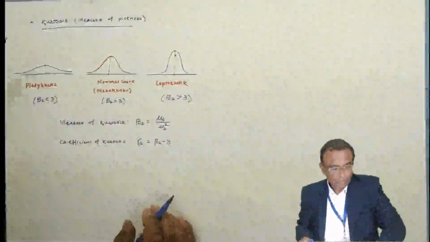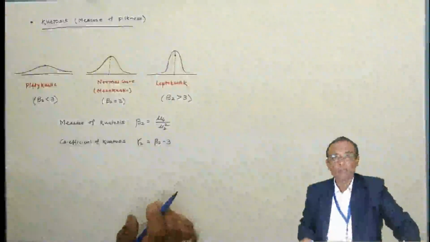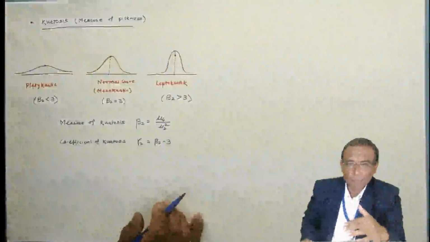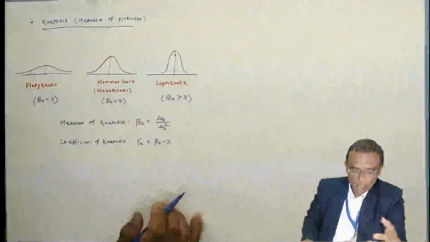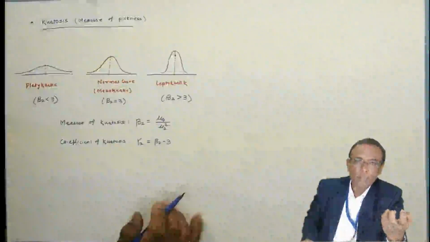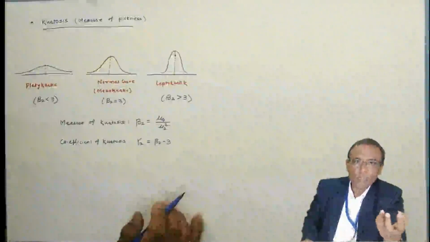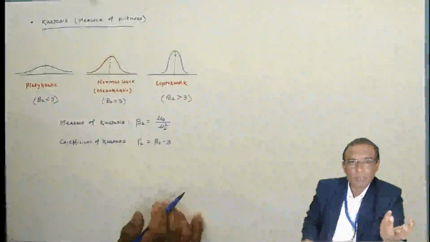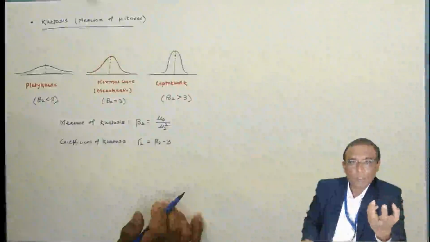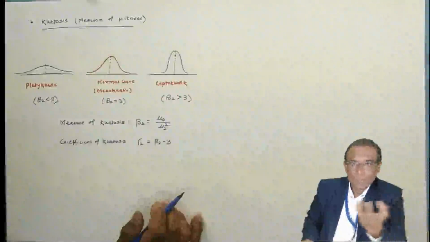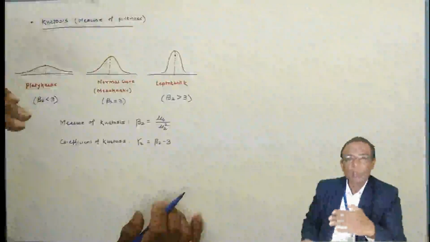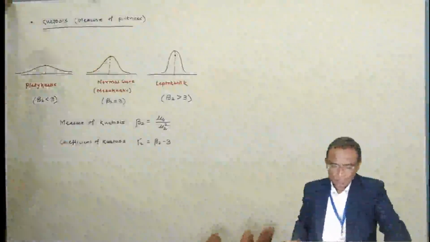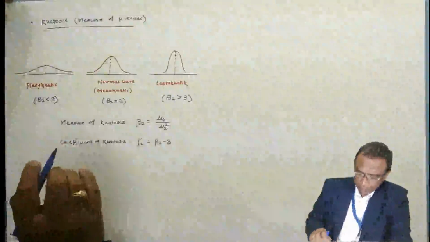Now, when we solve the problems of moments, in those problems we have to find out the measures beta 1 and beta 2 also. That's why I explained what is kurtosis and what is skewness. Skewness describes how much the data is left skewed or right skewed. In kurtosis, how much the data is peaked. That we get. Now there is a relation between.